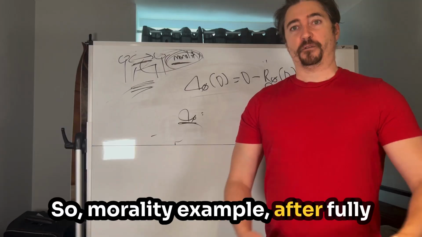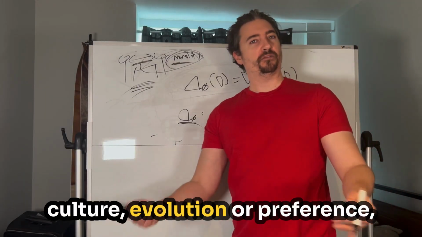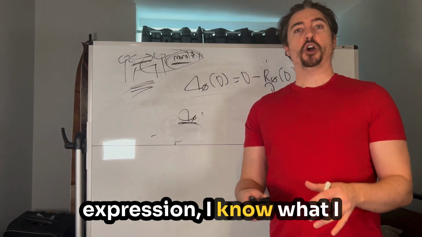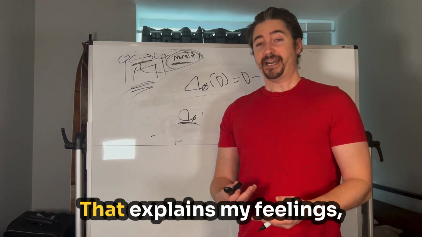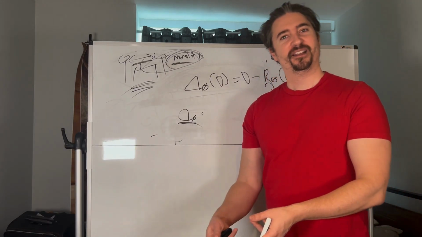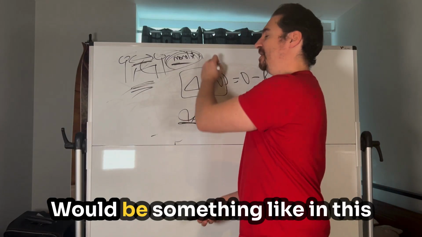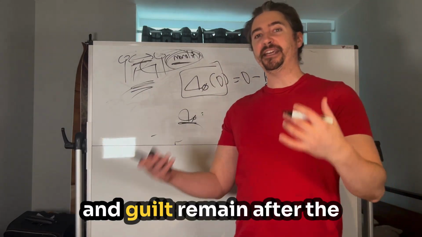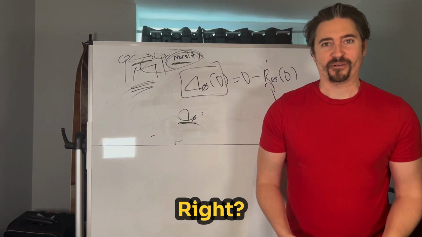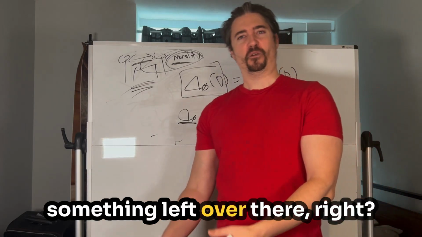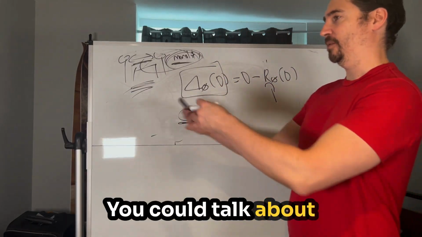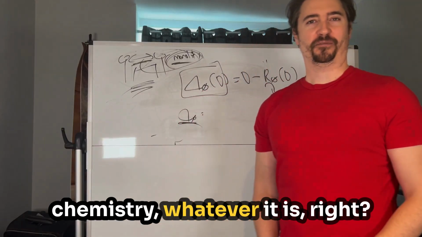So, morality example: after fully invoking, let's say, psychology, culture, evolution, or preference, you say, well, what's left, right? Let's say the expression, I know what I did, but it was still wrong. That explains my feelings, but not whether I should have acted differently, right? That leftover is the residual. So the residual would be something like, in this real world example, obligation and guilt remain after the causal explanation, right? I know what I did, but it was still wrong. You got the causal explanation there, but there's something left over there. That leftover is the residual. Again, it doesn't have to be this real world example. You could talk about something with black holes. You could talk about chemistry, whatever it is, right?